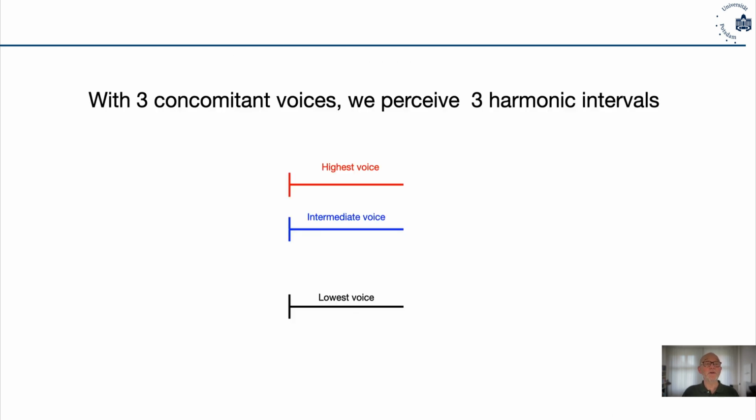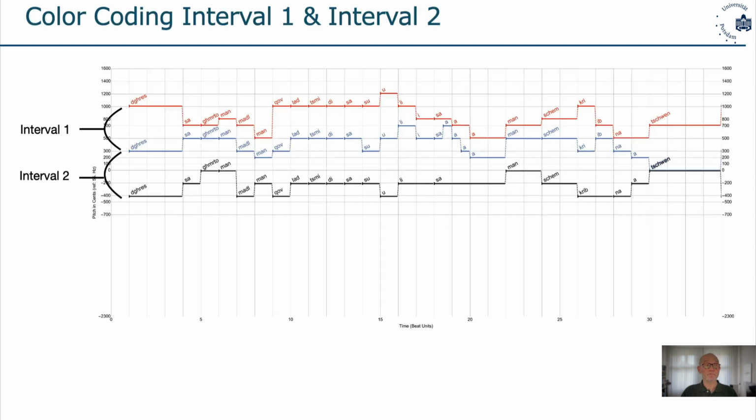With three concomitant voices, we perceive three harmonic intervals. From top to bottom, these are interval 1 between the highest and the intermediate voice, interval 2 between the intermediate and the lowest voice, and finally interval 3 between the lowest and the highest voice. Let's start with intervals 1 and 2. So here you see now a list of all the harmonic intervals in this song in all voice combinations.